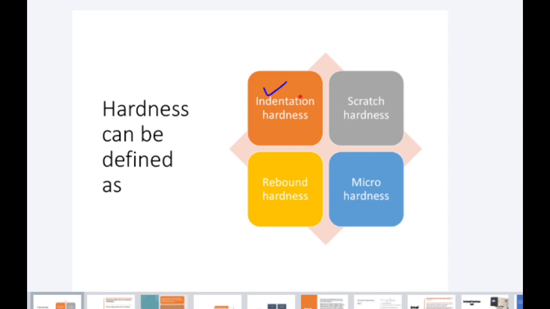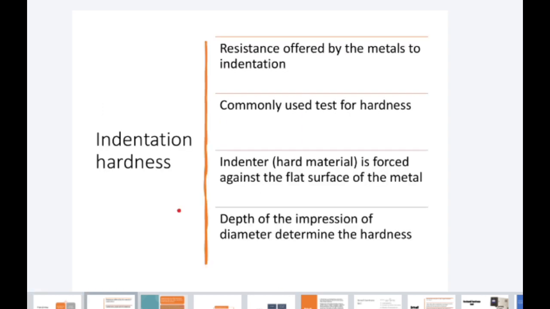So all these types of hardness are there. Now, the indentation hardness, you see, is the resistance offered by the metal to indentation. This is the commonly used test. Mostly the hardness test equipment available is based on the indentation hardness.